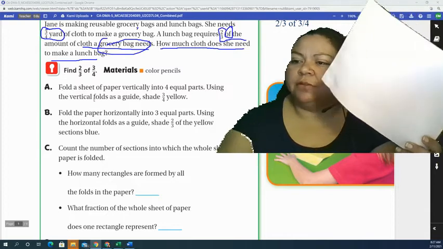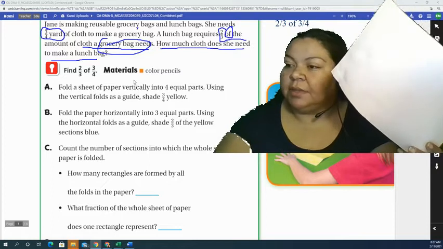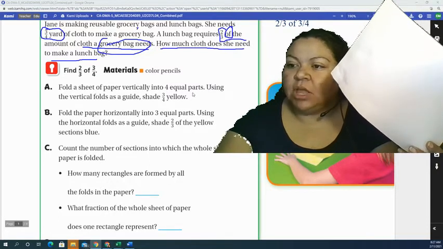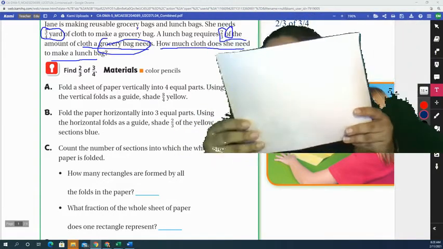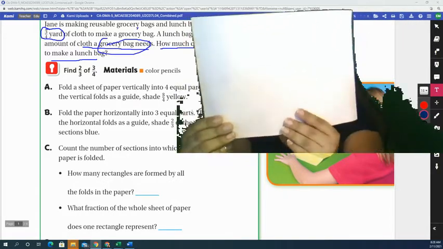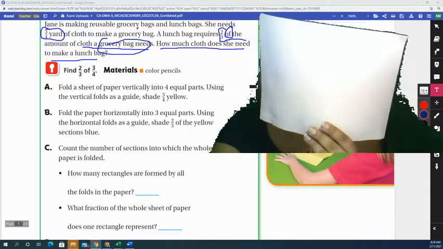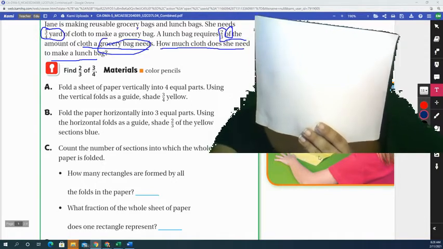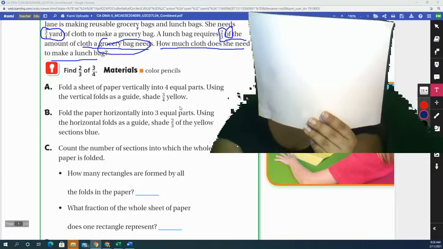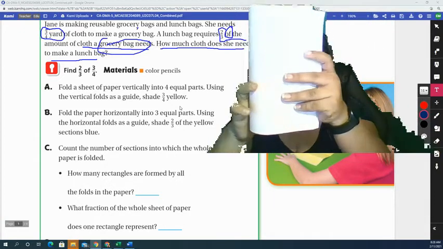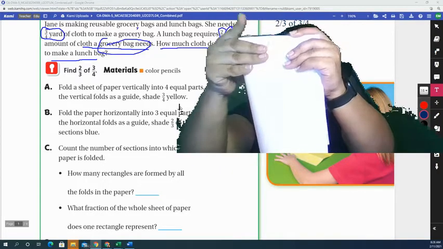So we're going to fold the sheet of paper vertically. Vertically means up to down, into 4 equal parts, using the vertical folds as a guide. So we're going to start off and we're going to fold our piece of paper vertically 4 times. And if you see here on the picture, you have the girl who has already folded her paper. So to have 4 equal parts, we're going to fold this paper first in half. Okay, so if you want to follow me, you're going to fold this paper in half.